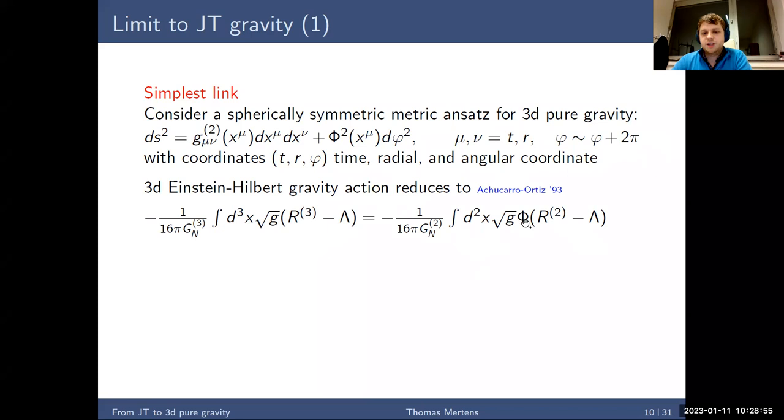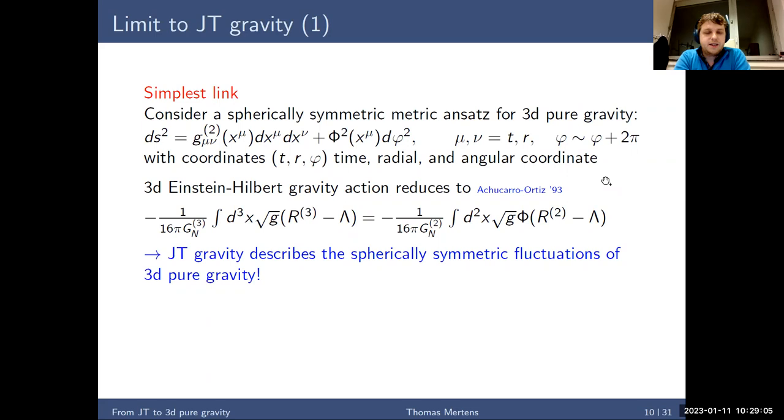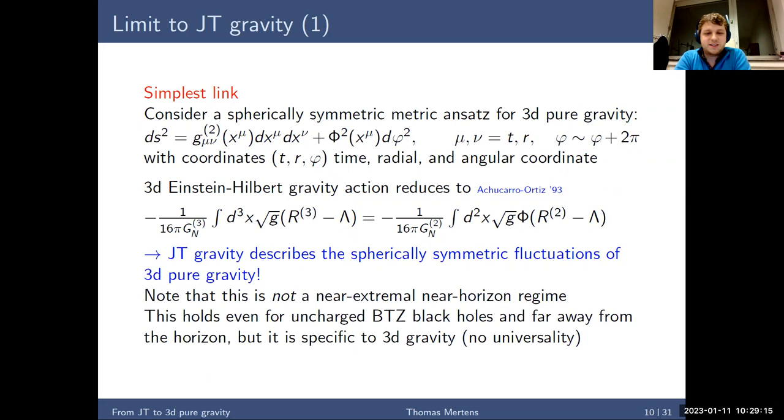And where the dilaton field in JT gravity, it just comes from this metric component, this G phi phi metric component of your spherically symmetric geometry. So in this sense, we have this old statement that JT gravity describes spherically symmetric fluctuations of 3D pure gravity. Now I want to emphasize here that this is not a near extremal near horizon regime of some higher dimensional black holes. This holds even for the uncharged BTZ black holes and far away from the horizon, but it is of course very specific to 3D gravity. So this has no universality value, unlike this near extremal near horizon statement that one has.